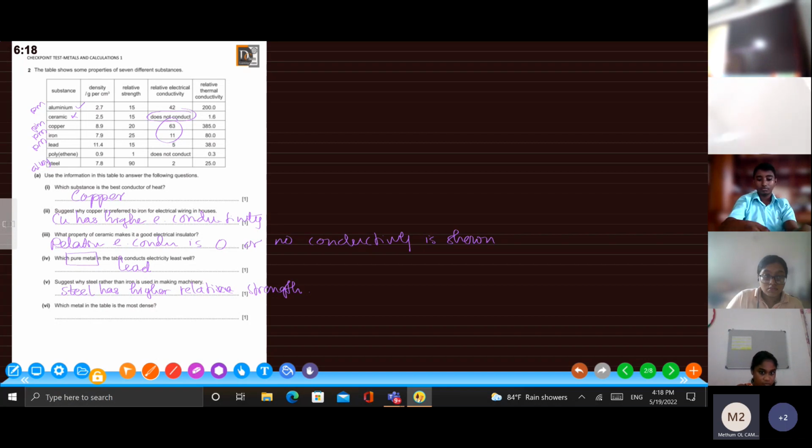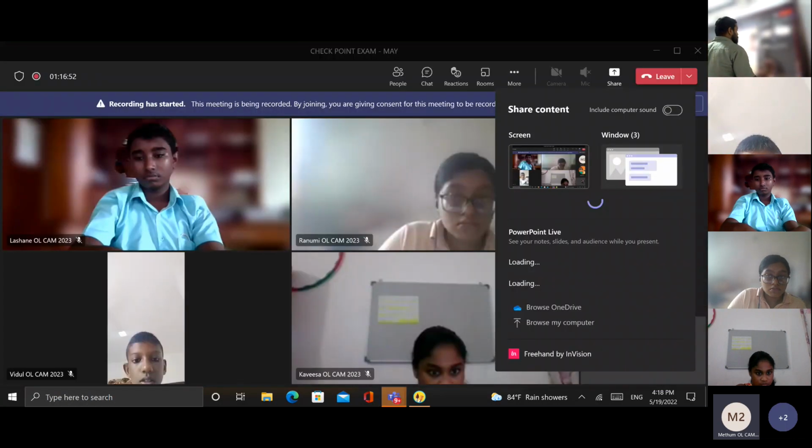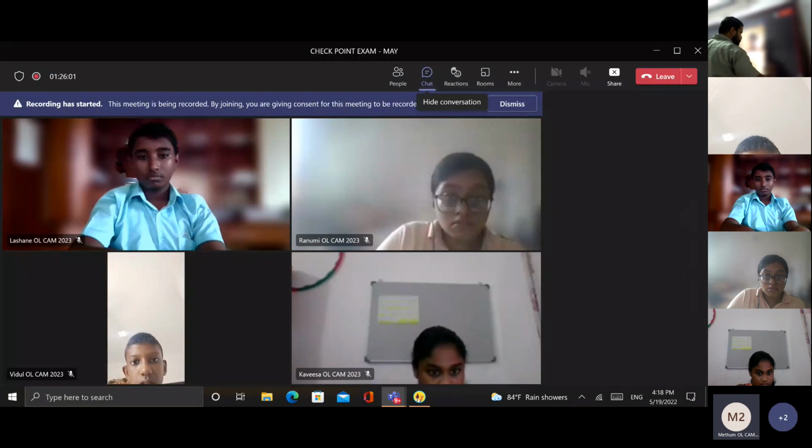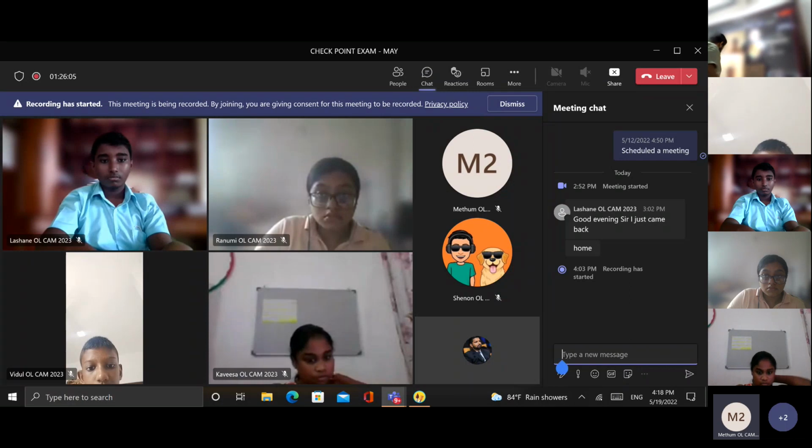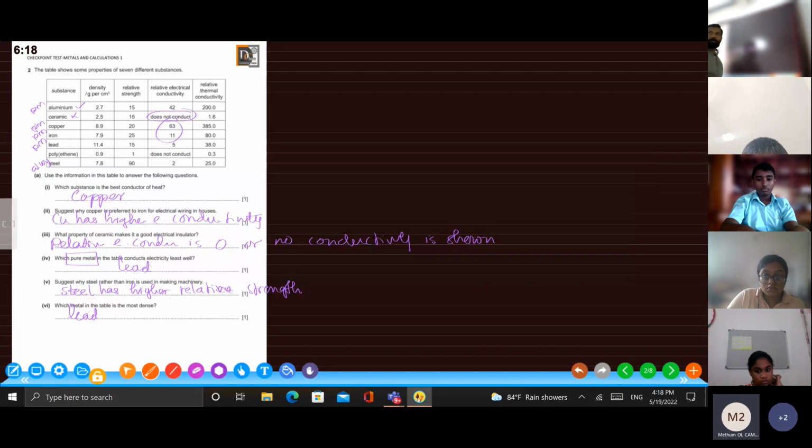Which metal in the table is most dense? Lead. Again, lead. Interesting. Most dense. Sir, you know why I'm surprised? Because in the soldering process, we use lead, right? Have you made a circuit, an electronic circuit? When making an electronic circuit, it is a lead rod that is used to solder. I think that is not very dense compared to iron, right? Interesting.